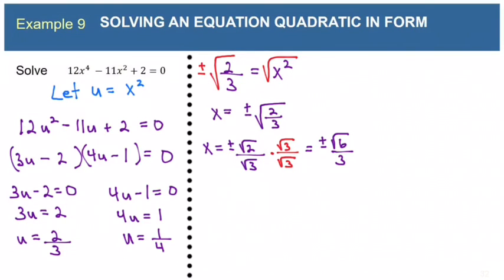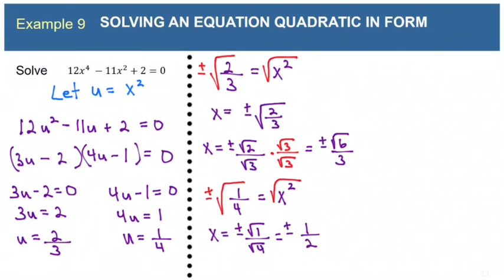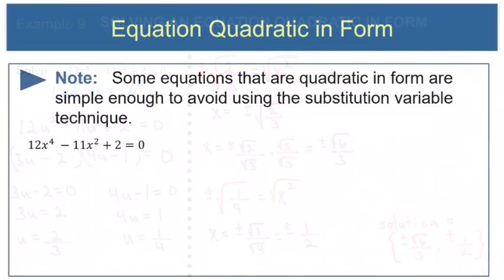And let's do the same thing for 1/4. If 1/4 is x squared, then take the square root of both sides. Don't forget to insert your plus minus, and then x equals plus or minus square root of 1 over square root of 4. It just so happens this time both of these radicals can be simplified, so we end up with plus or minus 1/2. So we got 4 answers there. We got plus or minus square root of 6/3, and we got plus or minus 1/2.